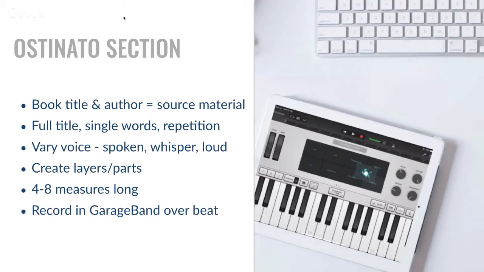So you can say the full title in this ostinato. You could use single words. You can use repetition. You can get kids to vary their voice, the way they actually say things. So some things might be spoken, some things might be loud, some things might be whispered. You can put effects on. You can do more than one part. So I did, as I said, wocket, pocket as one of the parts, and then I added other parts on top of that. And this can be just 4 to 8 measures long, and you can just record it over a beat.